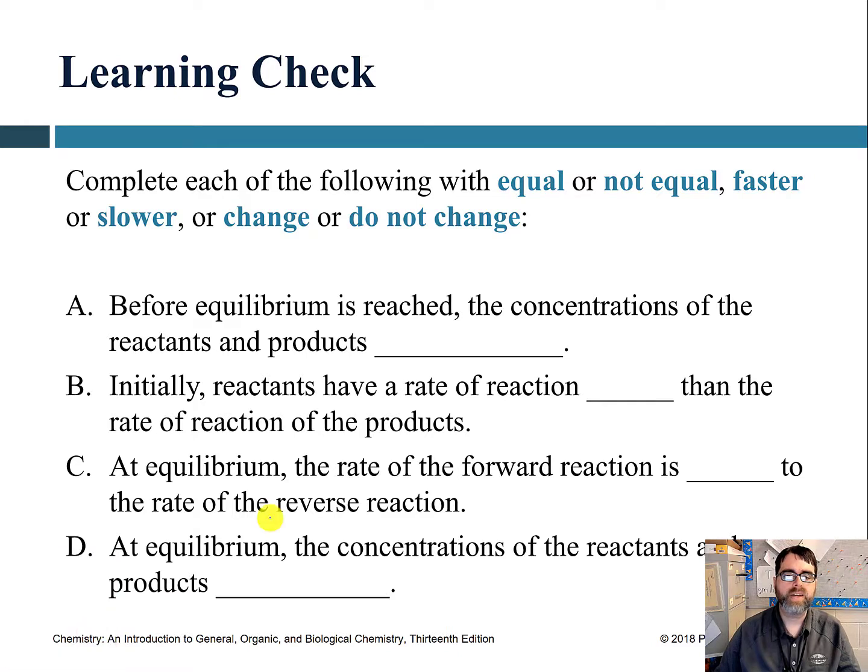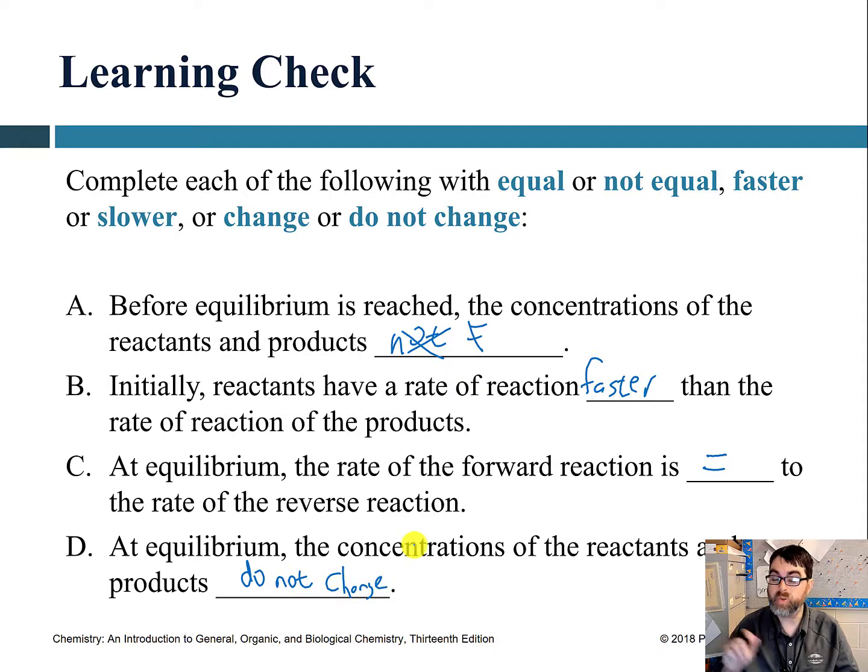Before equilibrium is reached, the concentrations of the reactants and products are not equal. I suppose I should have done one or the other and not the not equal sign. There we go. Initially, the reactants have a rate of reaction that is faster. They're getting used up faster than the products are being used up. At equilibrium, the two rates are equal, and at equilibrium, the concentrations do not change.